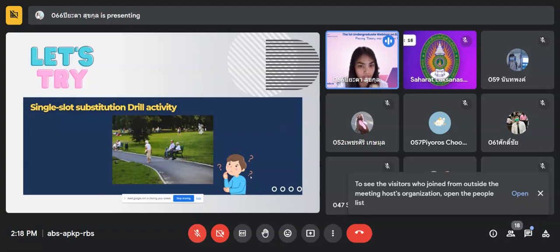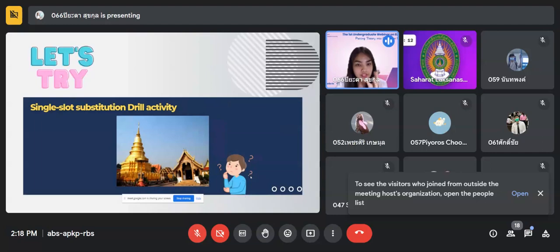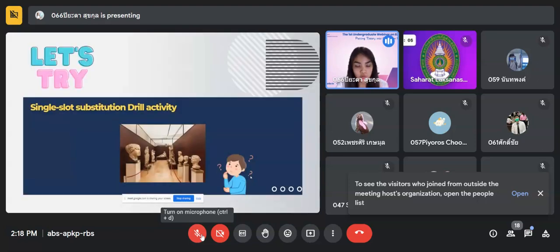Okay, the student will look at the picture first. And this one too, the temple. I'm thinking about going to the temple. And this one, I'm thinking about going to the museum.